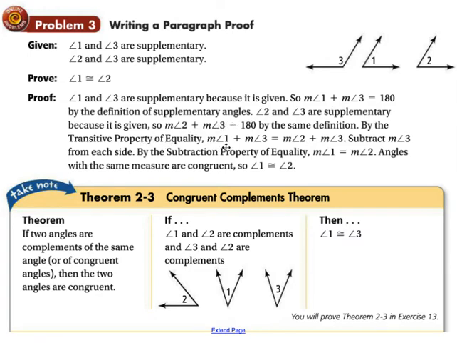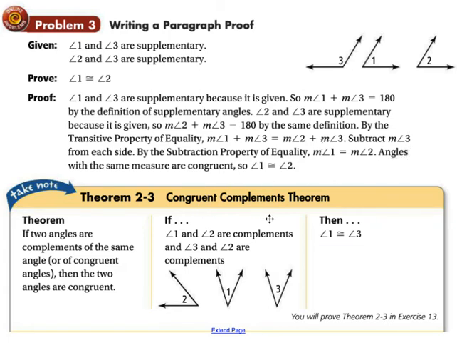So therefore, the measure of angle 1 plus 3 must equal the measure of angle 2 plus 3 because they're both equal to 180. So now we can subtract out angle 3, and we'll get the measure of angle 1 equals the measure of angle 2. And angles with the same measure are congruent, therefore angle 1 is congruent to angle 2. Okay, so again, I think that's a lot more difficult to follow and understand when it's written in paragraph form, but I just wanted to show you what those looked like.